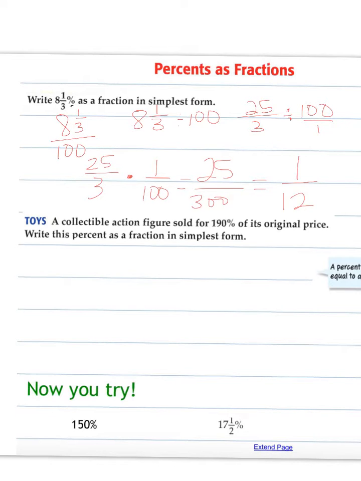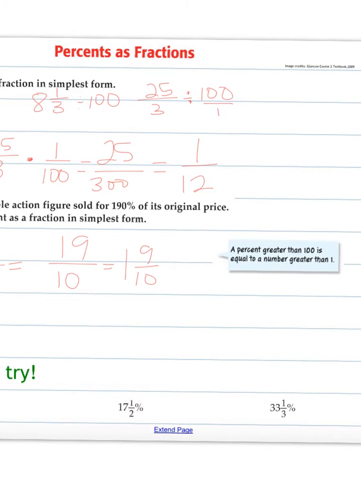All right, so that is the way that we write these percents as fractions. Put them over 100, just like normal, divide, simplify. Next one, a collectible action figure sold for 190% of its original price. Write this percent as a fraction in simplest form. Well, we take our 190%. Since it's a percent, it's out of 100. Now we can simplify this down to 19 over 10. And we could write it as an improper fraction, which would be 1 9/10.